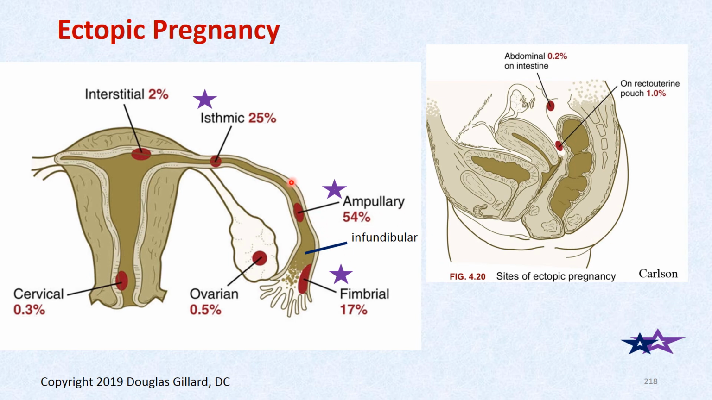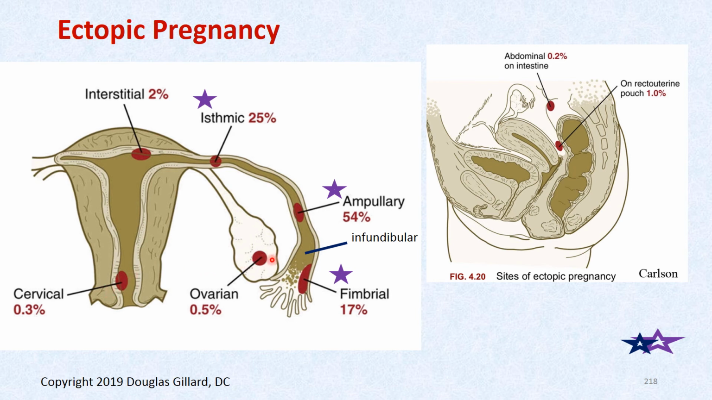Normally the ampulla is where fertilization occurs. It's not where implantation occurs. If implantation occurs here, that is the most common ectopic pregnancy, a tubal pregnancy, but specifically an ampullary ectopic pregnancy. That's the number one. In the fimbriae, in the infundibular region, still a tubal pregnancy. In the isthmus, still a tubal pregnancy. Down here in the cervix isn't good. It's pretty rare.